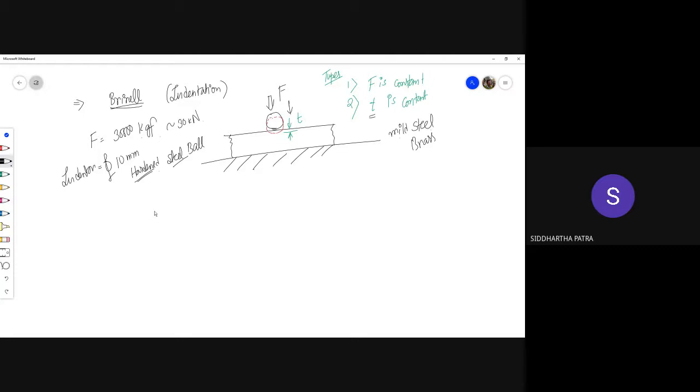In the Brinell test, the hardness value is called the Brinell hardness number. And this Brinell hardness number is essentially this force right here divided by the area of the indentation. Now, what is the area of indentation?